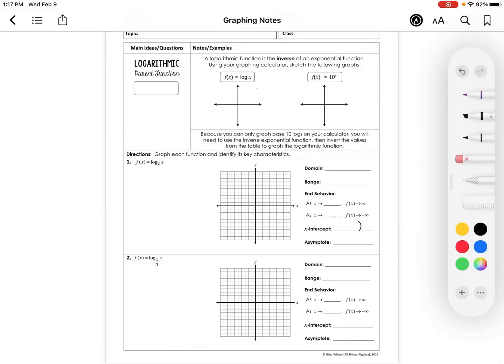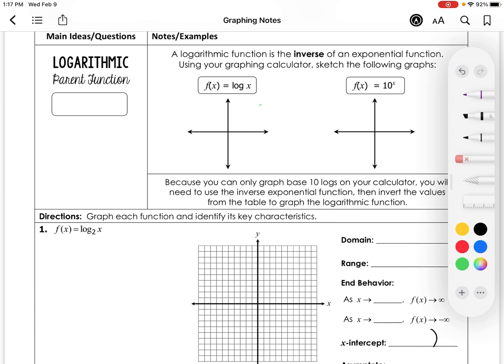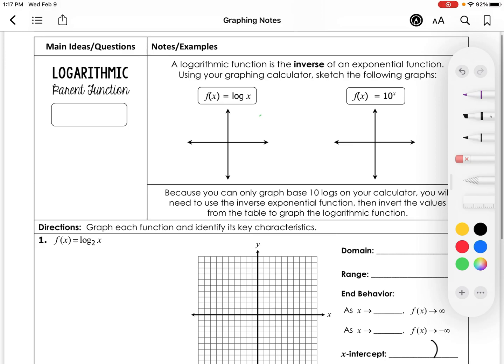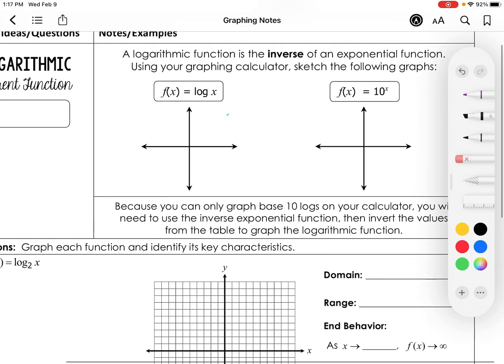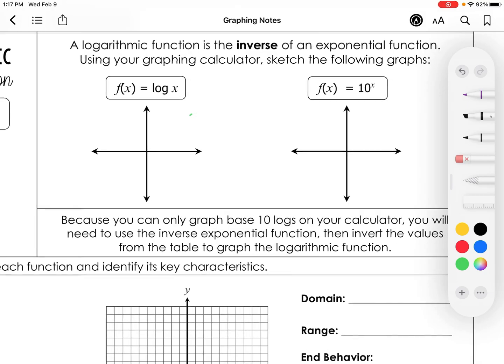On log and parent functions. Going to graph them. So to start, we're going to graph a log parent function, which is f of x equals log x, and then we're going to graph the inverse of it, which is an exponential function of f of x equals 10 raised to the x power. Now let me just show you what these kind of look like.